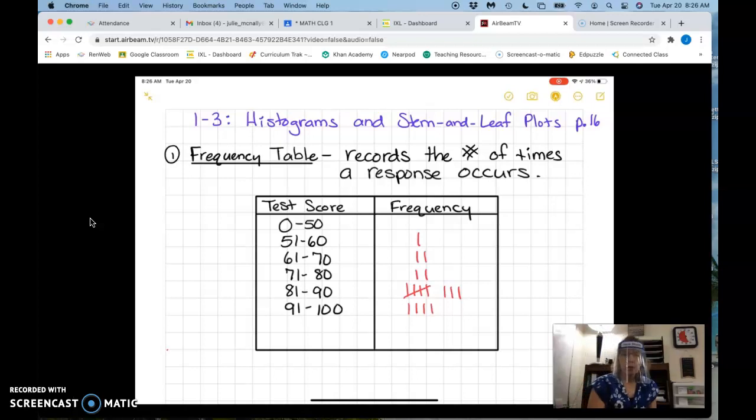You have to do things like that. So you do 4 tally marks and then a slash through for the 5th one. That way, if you have a whole bunch, you can just count them by 5s. So we use tally marks in a frequency table, and you're just literally recording how many people got those scores for each section. And we're going to use this information to make our next 2 graphs.